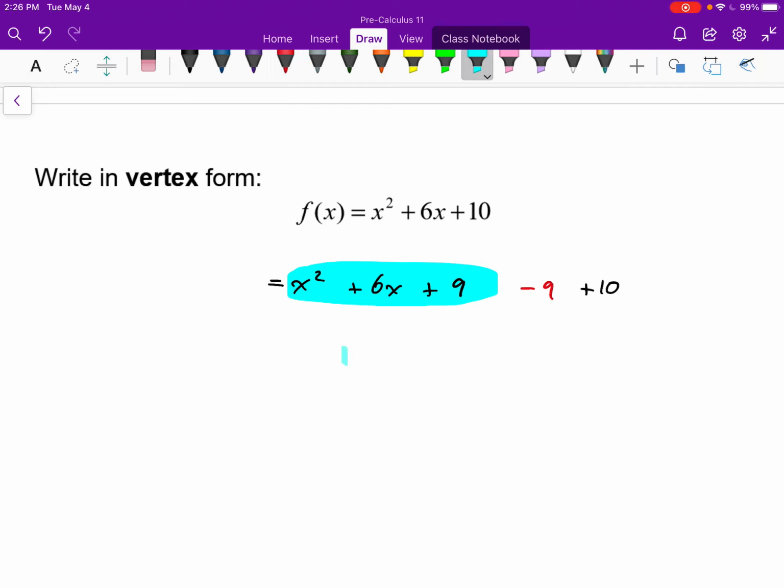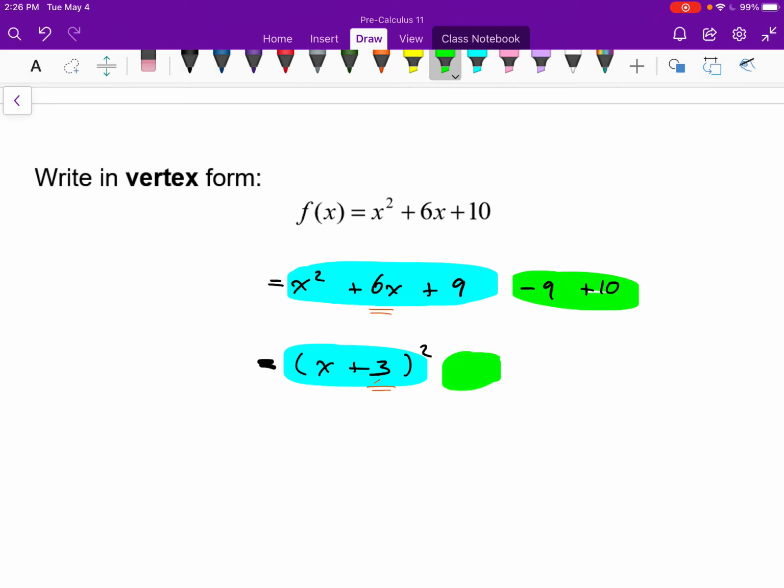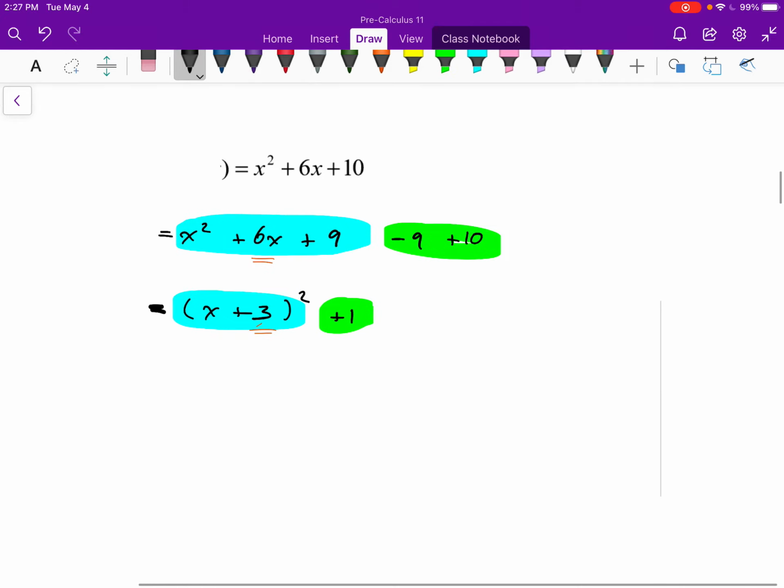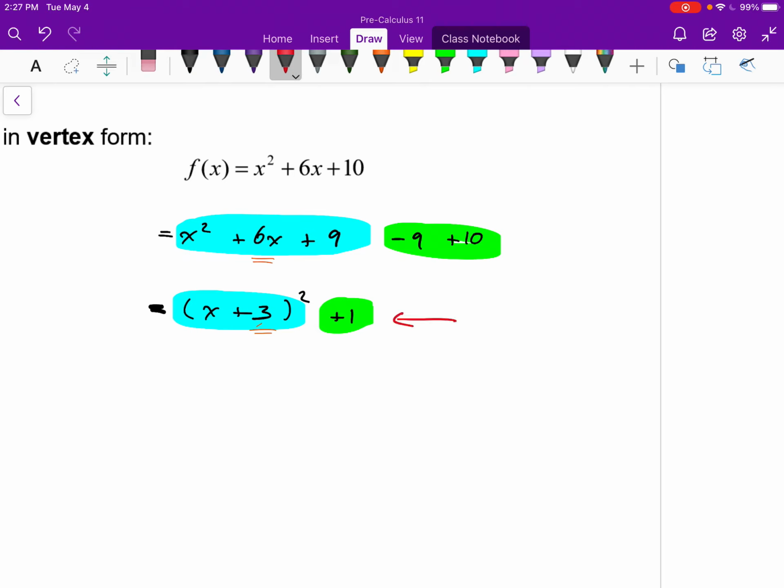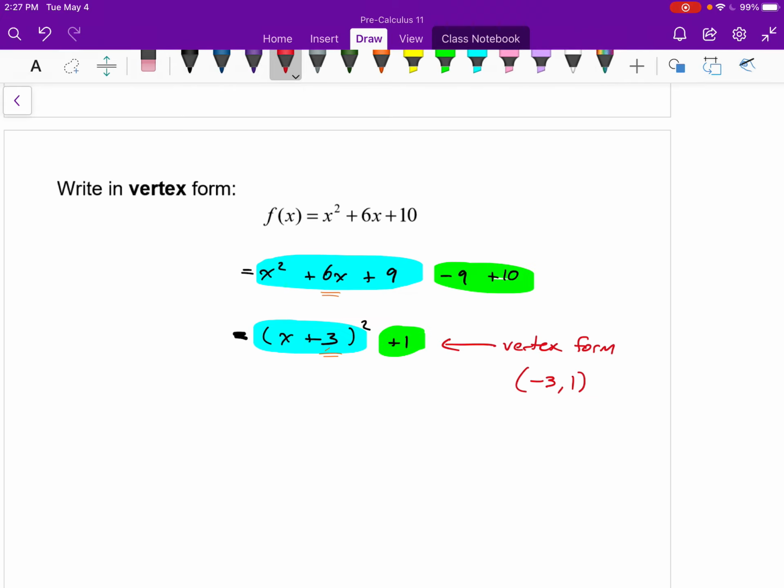And the important part is that everything you see in blue, I now know is a perfect square, so I know I can factor it to just x plus 3 all squared. Again, what goes here is always exactly half of that. And then over here, I can just combine these like terms. Negative 9 plus 10 is positive 1. And now I have an equation in vertex form. Right, we can see the vertex. The vertex is at negative 3 comma 1, whereas I couldn't see that before.